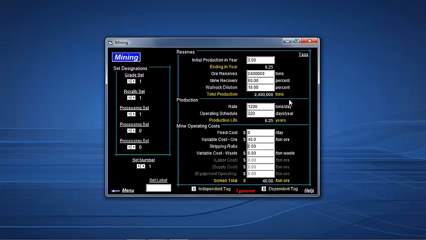Notice we could also enter our mining cost in terms of dollars per day. We could enter a waste cost along with a stripping ratio, if the cost to mine the waste was different than the cost for the ore. We could also break these down into categories of labor, supply, and equipment if we wanted to escalate those separately.